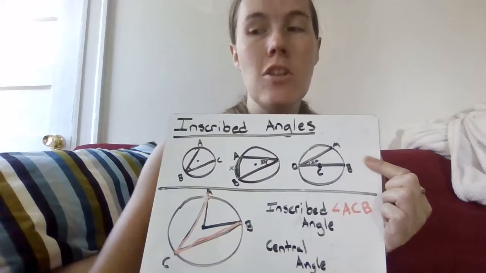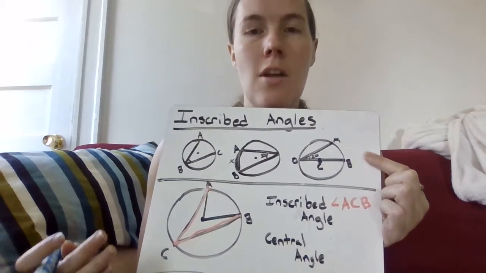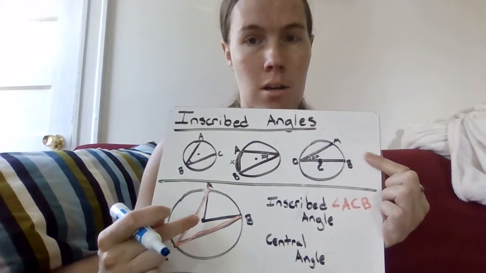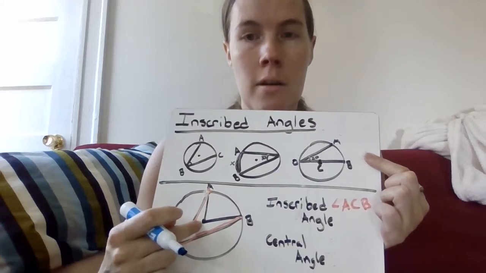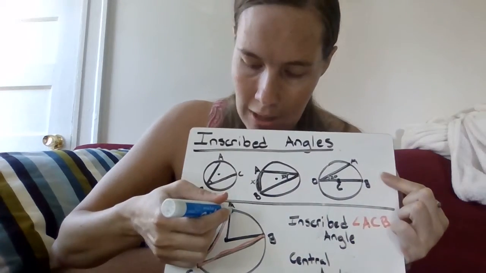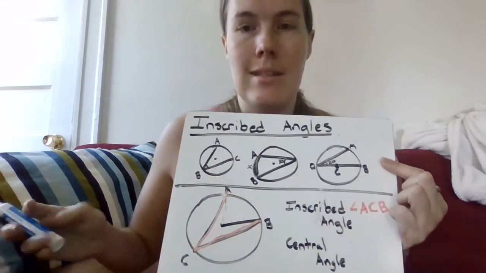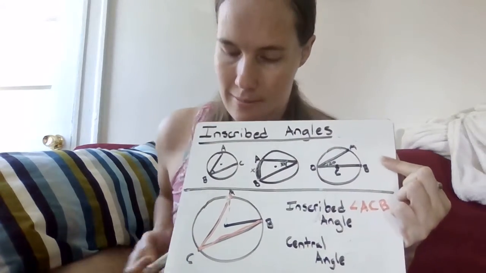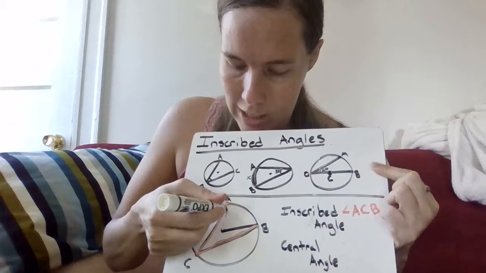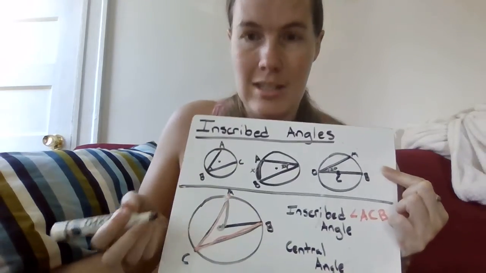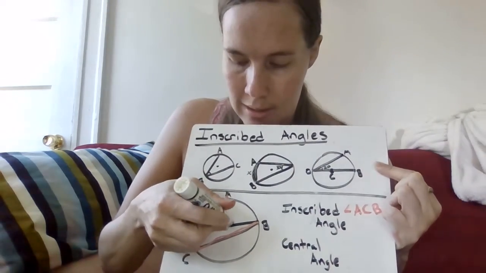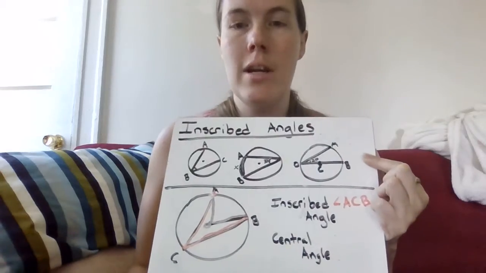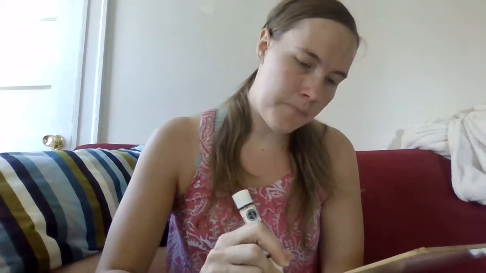Next, we have a central angle. Central angles go through the center of our circle. So if we go through the center, this marker's not working, which is always fun. It's going to go from here to here. It's going to stop at the origin. Then it's going to go here. So our central angle is angle AOB.